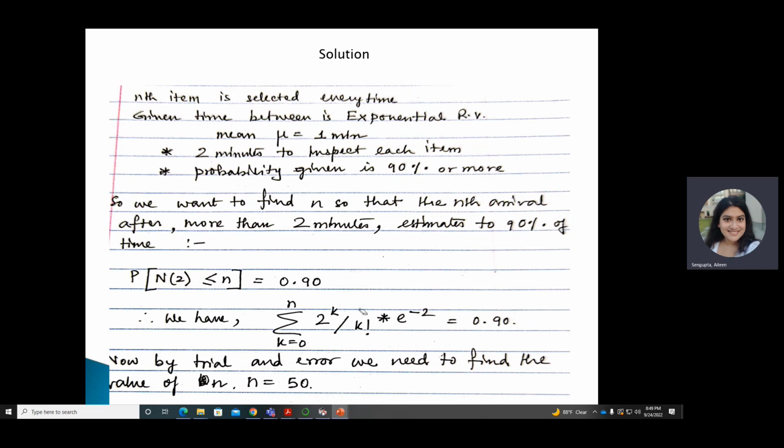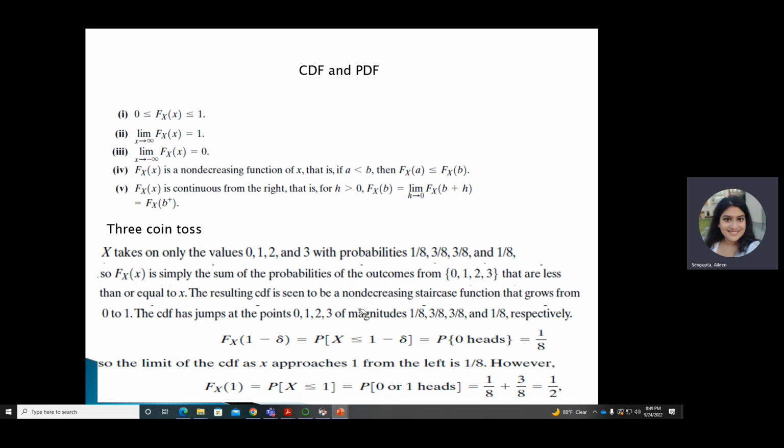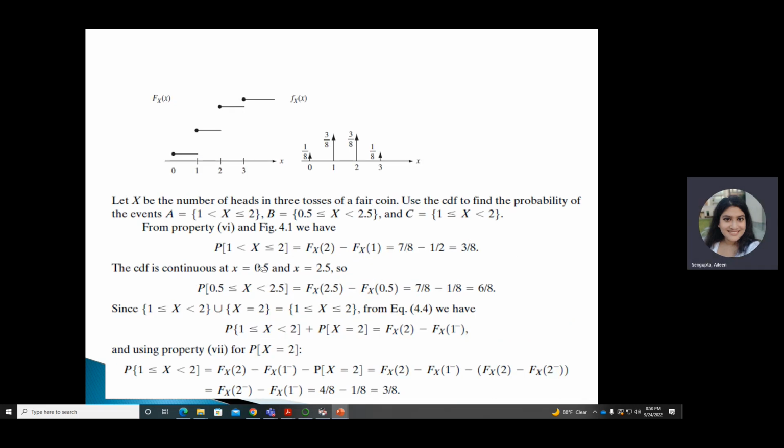But this is on a trial and error basis, so the probability is that you don't get these problems in the exam. Again, a rough discussion of PDF and CDF is given here. We have several examples of coin toss, probably coin toss experiments to explain the CDF concept. Again, the CDF concept and the PDF concept.